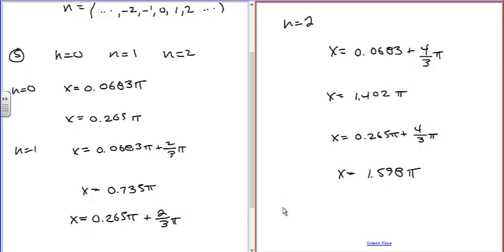Normally I would get 2, but because it's 3x, I get 6.